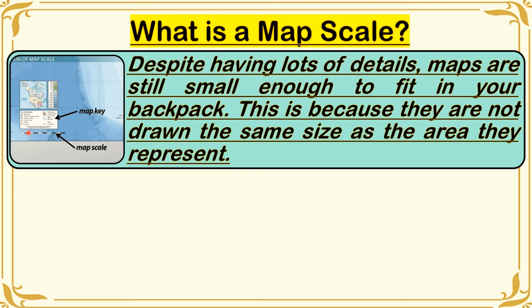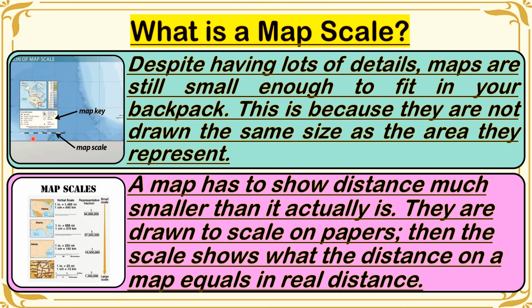Below the map is the map scale, which you can usually see at the top or at the bottom of the map. This one is a linear or bar scale. A map has to show distance much smaller than it actually is. They are drawn to scale on paper. Then the scale shows what the distance on a map equals in real distance. So this is map scale, class.